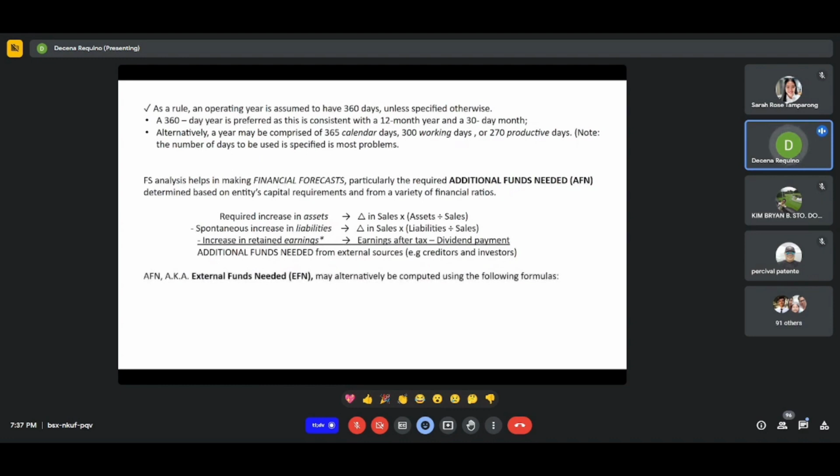The external funds needed may alternatively be computed using the following formula. AFN is equal to the total changes in equity less internal financing. Or AFN can also be equal to assets less liability times the percentage change in sales, less the projected sales multiplied by the profit margin or plowback ratio.